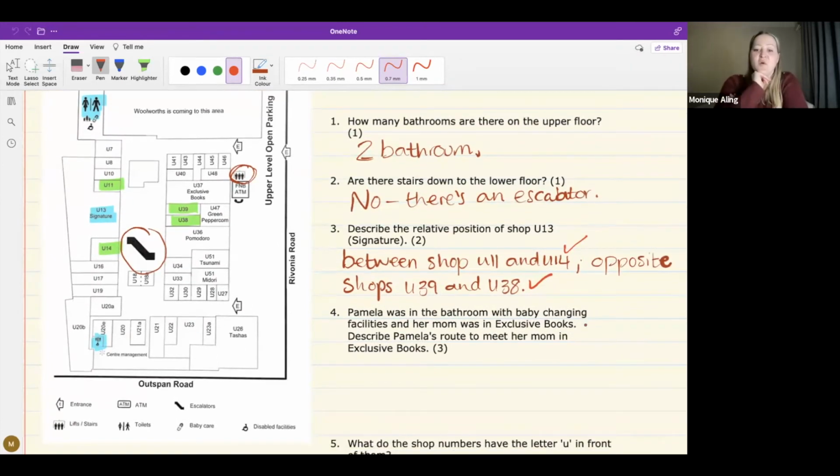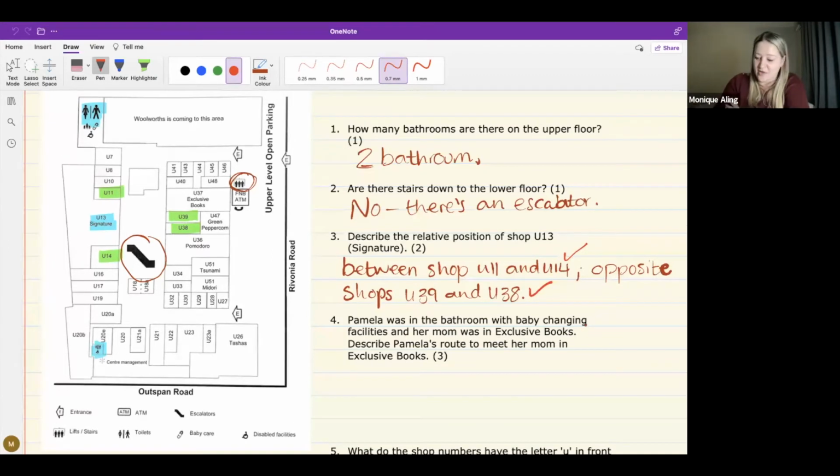Then question 4. Pamela was in the bathroom with baby changing facilities. So they specified with the baby changing facilities just to highlight that we are looking at these bathrooms over here and not the ones at the bottom. Those do not have baby changing facilities. Okay. And her mom was in exclusive books. Describe Pamela's route to meet her mom in exclusive books. So she's going from the bathroom to exclusive books.